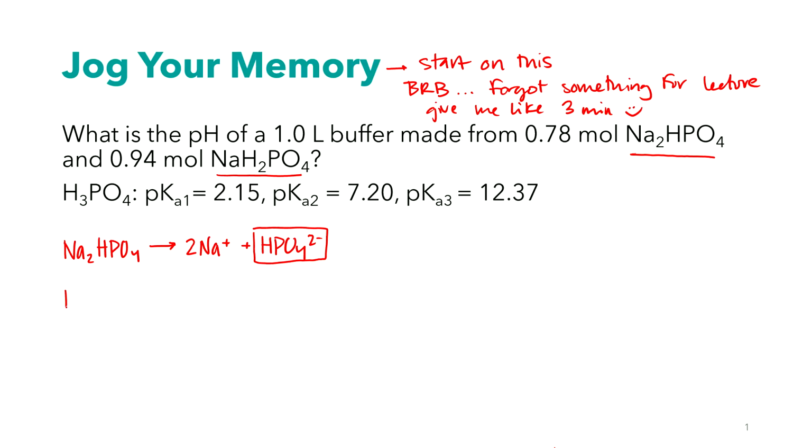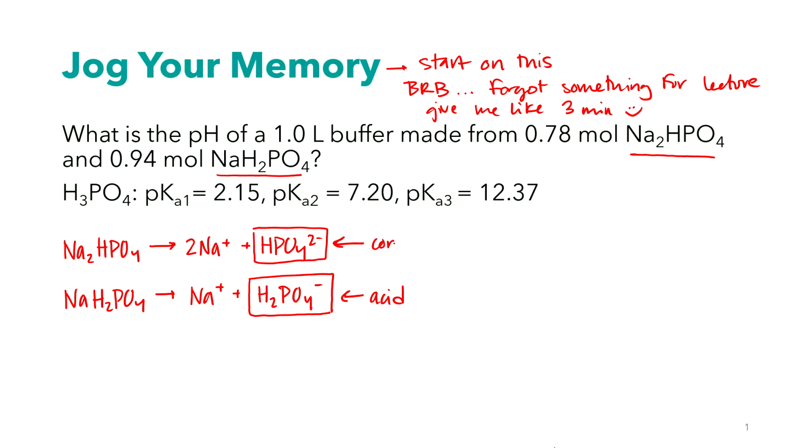So that's one thing that we've put in that we need to take note of. And then we also put in NaH2PO4. That splits up into one Na plus and H2PO4 minus. These are the two species that I'm interested in, and I want to know how they're related to each other. The second one that I put in has one extra proton. If I lost a proton from that H2PO4 minus, it makes the HPO4 2 minus. In other words, this is the acid, and this is its conjugate base.